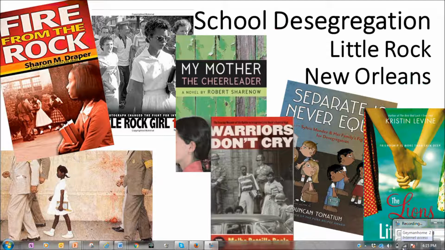There's a group of books about school desegregation, both in Little Rock, Arkansas, and in New Orleans. Many of you know this iconic photo of Elizabeth Eckford and this woman, Hazel, who's yelling at her. She's actually a high school student herself. Fire from the Rock is a fictionalized account of a girl who's in 8th grade and she's considering becoming one of the Little Rock Nine. There's also Warriors Don't Cry, which is a memoir of one of the members of the Little Rock Nine who first integrated Little Rock High School.